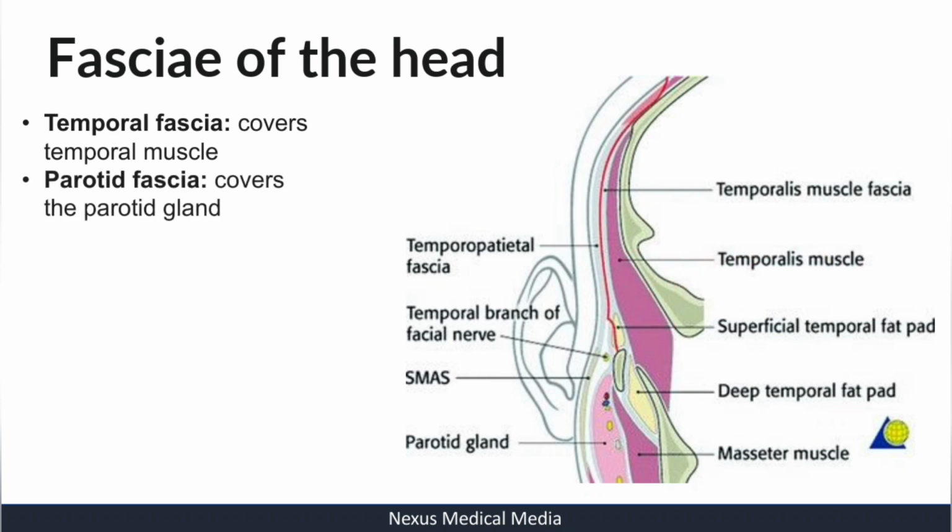The next one is the parotid fascia, and the parotid fascia covers the parotid gland. The masseteric fascia covers the masseter, the muscles of mastication.